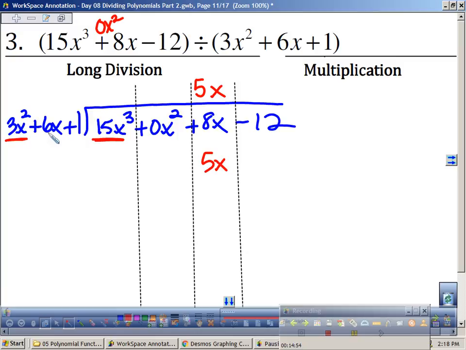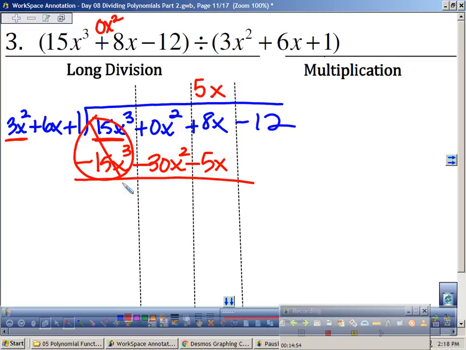5x times 6x is 30x squared. I put it in the x squared column. And 5x times 3x squared is 15x cubed, and we put it in the x cubed column. Draw the line. Change all of your signs. This goes away, and we're left with negative 30x squared plus 3x. Hold on. Let's finish it up. Bring down negative 12.